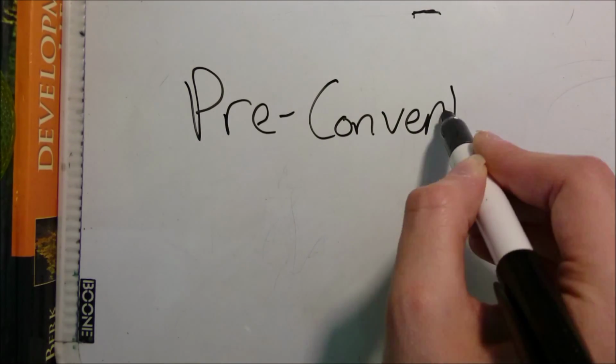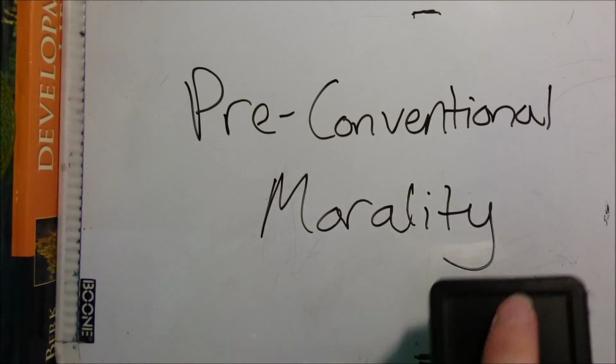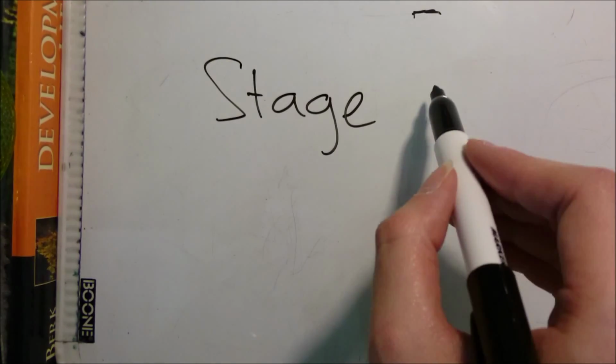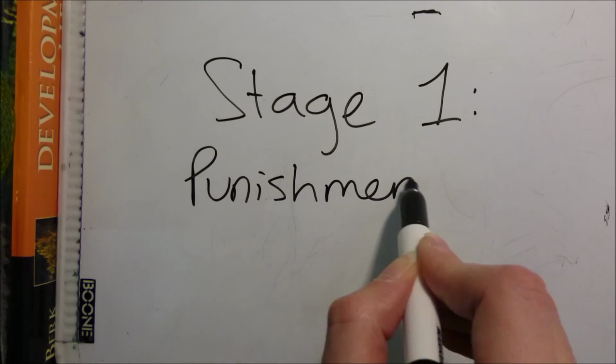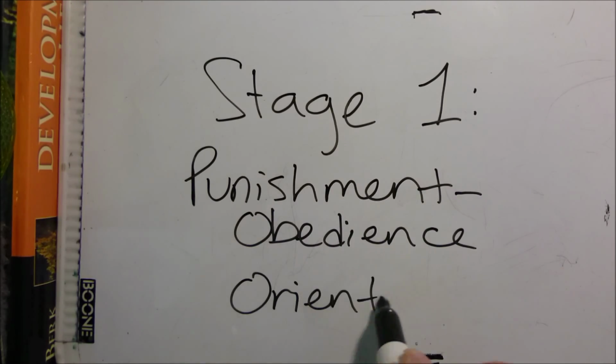Level 1. Pre-conventional morality. Stage 1. Punishment, obedience, orientation.